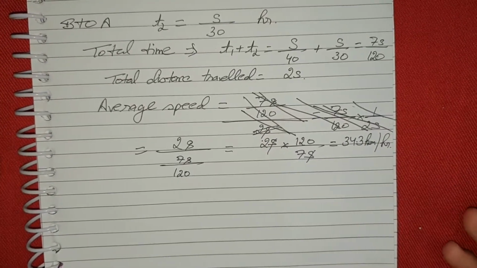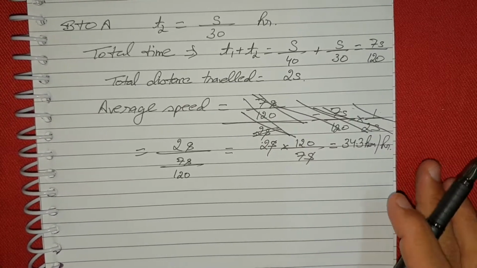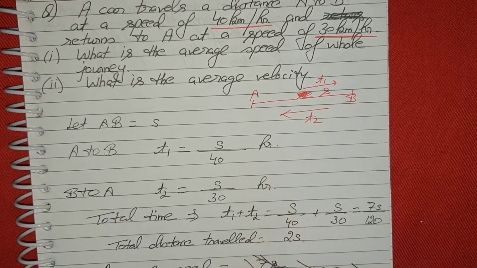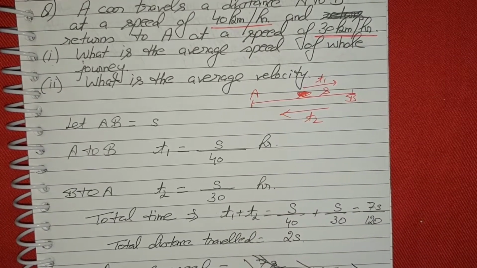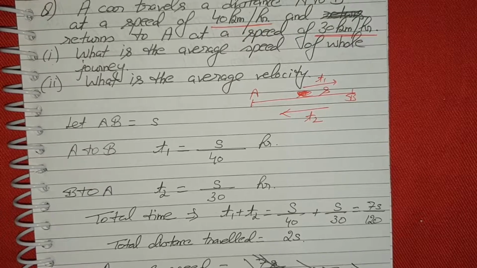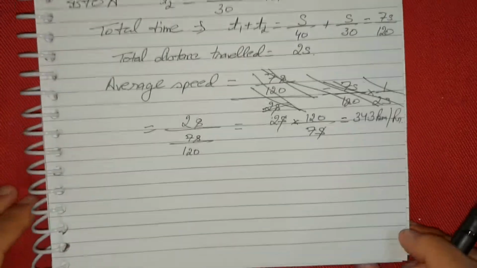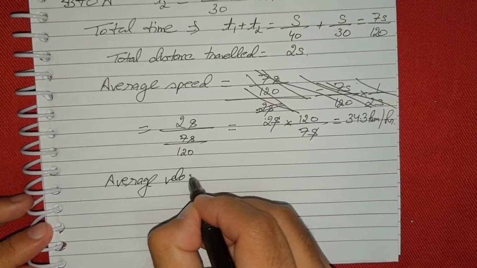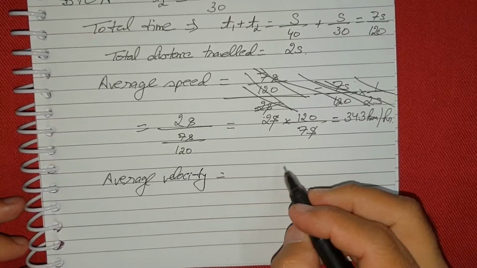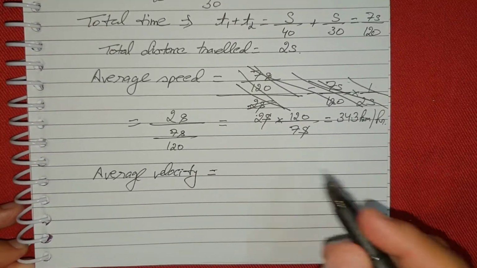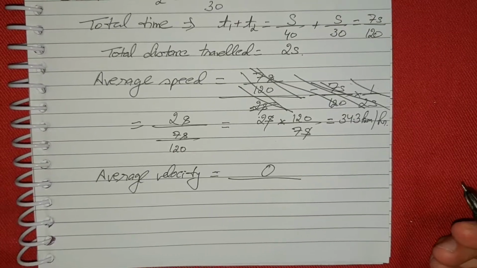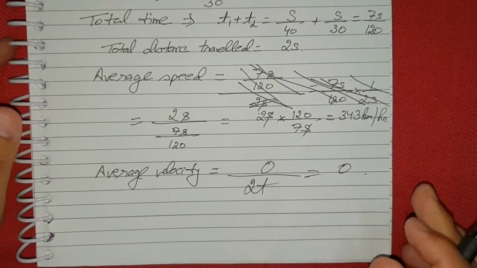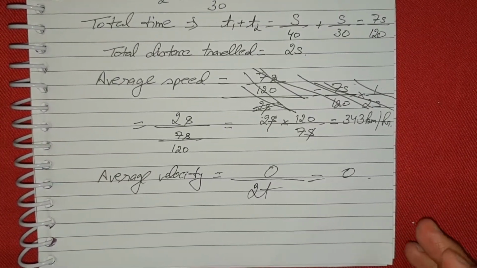Now talking about total displacement. Now see, since the car has travelled from A to B and then B to A, the car has returned to its original position. So displacement is 0. So average velocity is total displacement over time. Now what is the total displacement? It is 0, and whatever the time travelled, let it be 2t, that will be 0 only. The displacement will be 0 only.